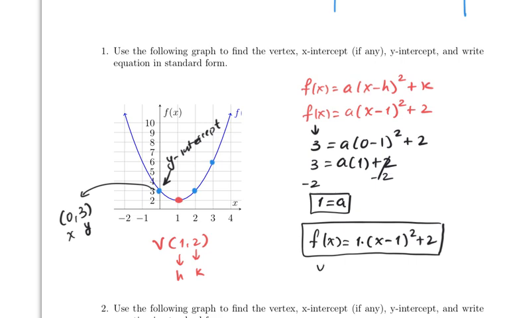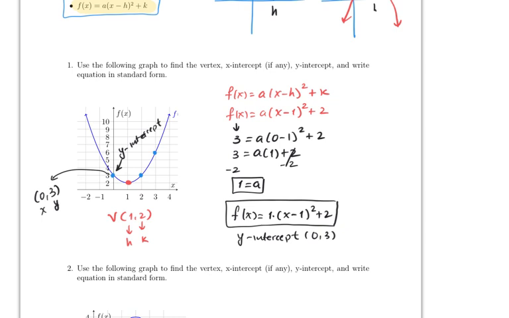We already found the y-intercept. The y-intercept was the point 0, 3. You can also just say y equals 3. And then what about x-intercepts? Do you have any? You look at the graph, it should be obvious. No. So you don't have to have x-intercepts, and in this case there are none. But in the next problem, you will have some x-intercepts. Is that okay? Any questions on this?